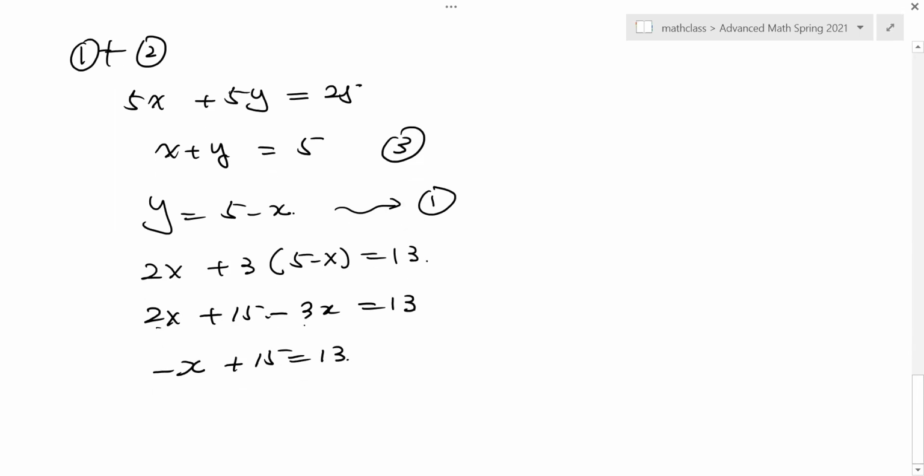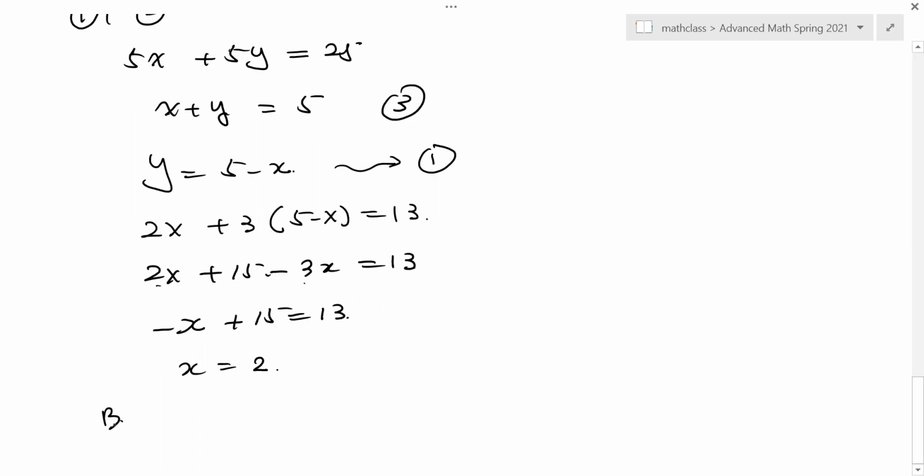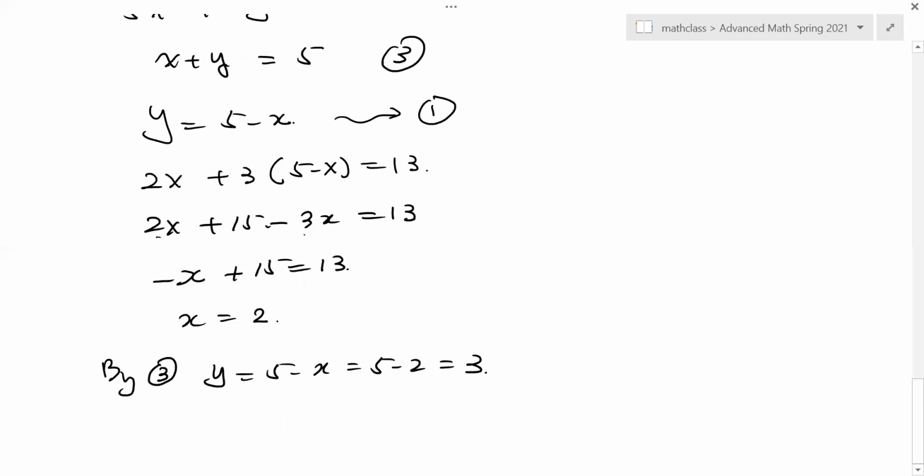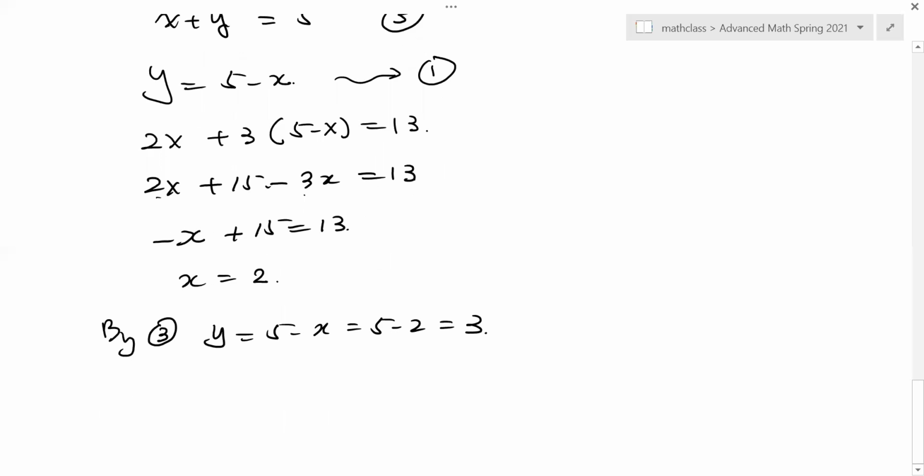Okay, and then from here, clearly x should be equal to 2, right? We don't need to waste time today. So x is 2. If x is 2, then you can use the third equation. The third equation is much simpler. So y equals 5 minus x. So it's 5 minus 2, which is 3. So we get two solutions. x equals 2, y equals 3. Okay, this is just one of the methods to solve it.